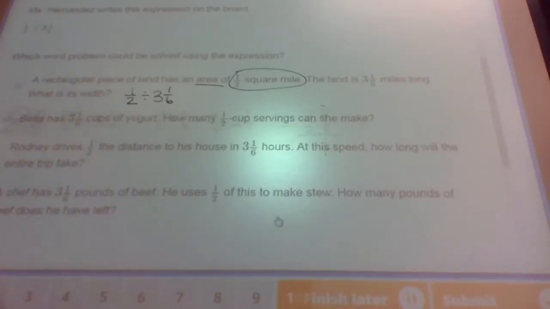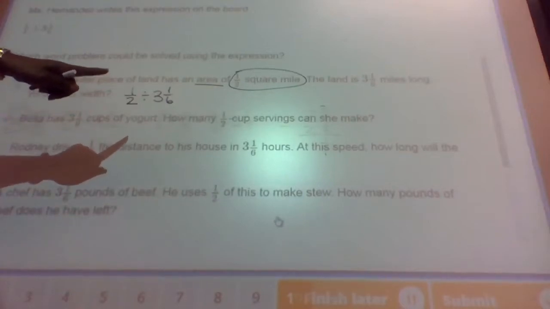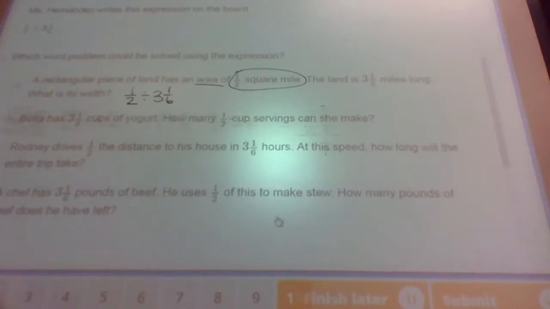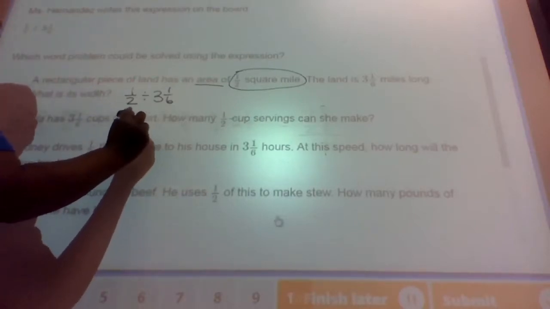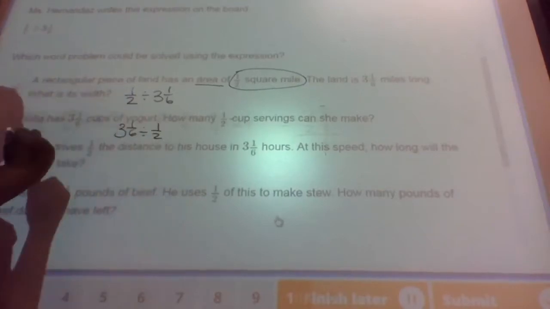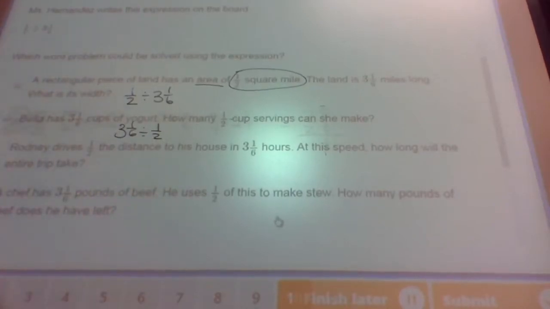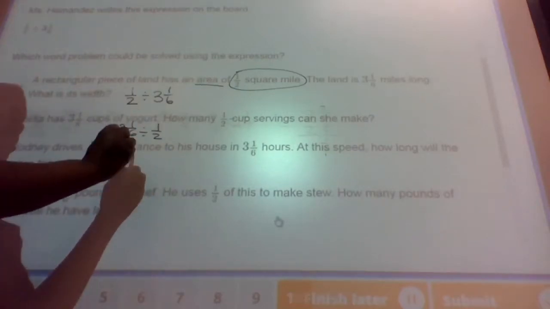All right. Bella has 3 1/6 cups of yogurt. How many 1/2 cup servings can she make? What would that look like? How much does she have? 3 1/6. And she wants to know how many 1/2s are in that. Rodney drives half of the distance to his house in 3 1/6 hours. At this speed, how long will the entire trip take? So half the distance.